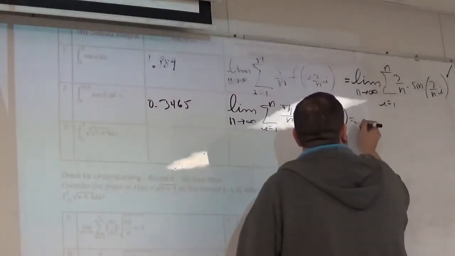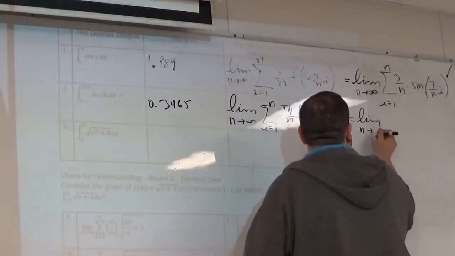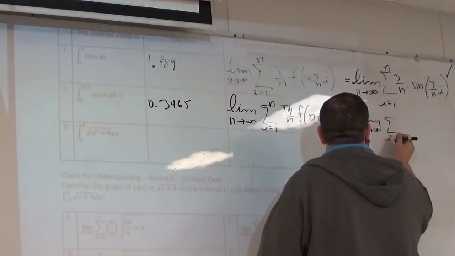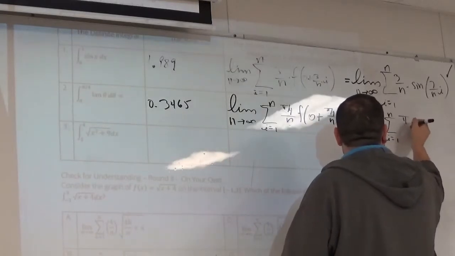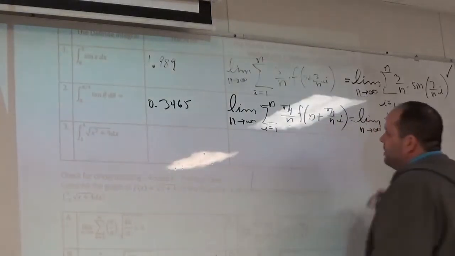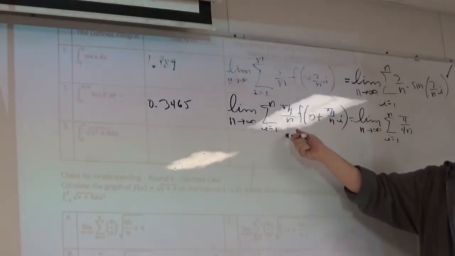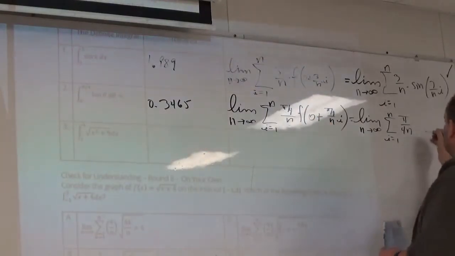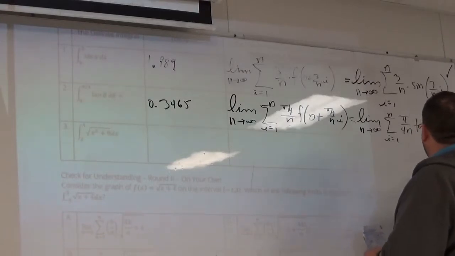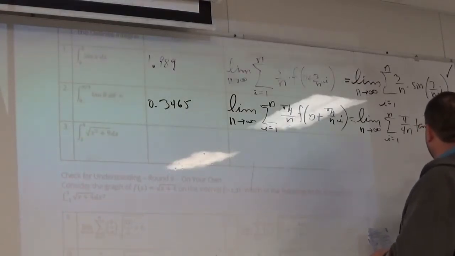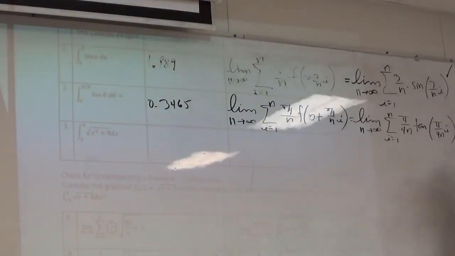Really, the best answer is limit as n approaches infinity, sum from 1 to n. I'm going to write it as pi over 4n just to be fancy with my fractions. Little keep it, change it, flip it. And then it's tangent of pi over 4n times i. And if you had pi over 4 divided by n, that's okay too.